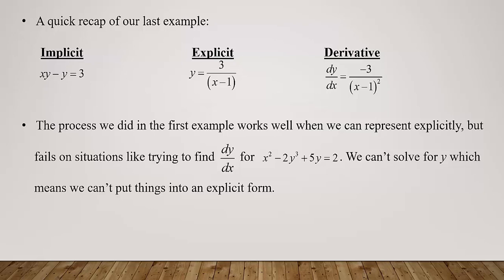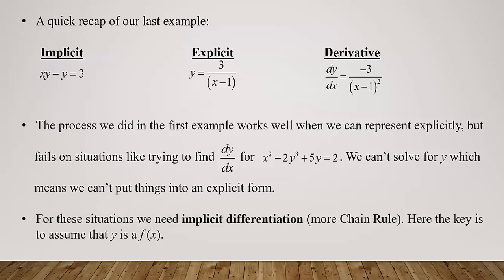But surely that equation has a graph. And surely we could look at any point on the graph and draw a tangent line, which means that tangent line would have a slope. So surely there would be a derivative for it. Well, in these situations, we need what's called implicit differentiation. It's just more chain rule, folks.